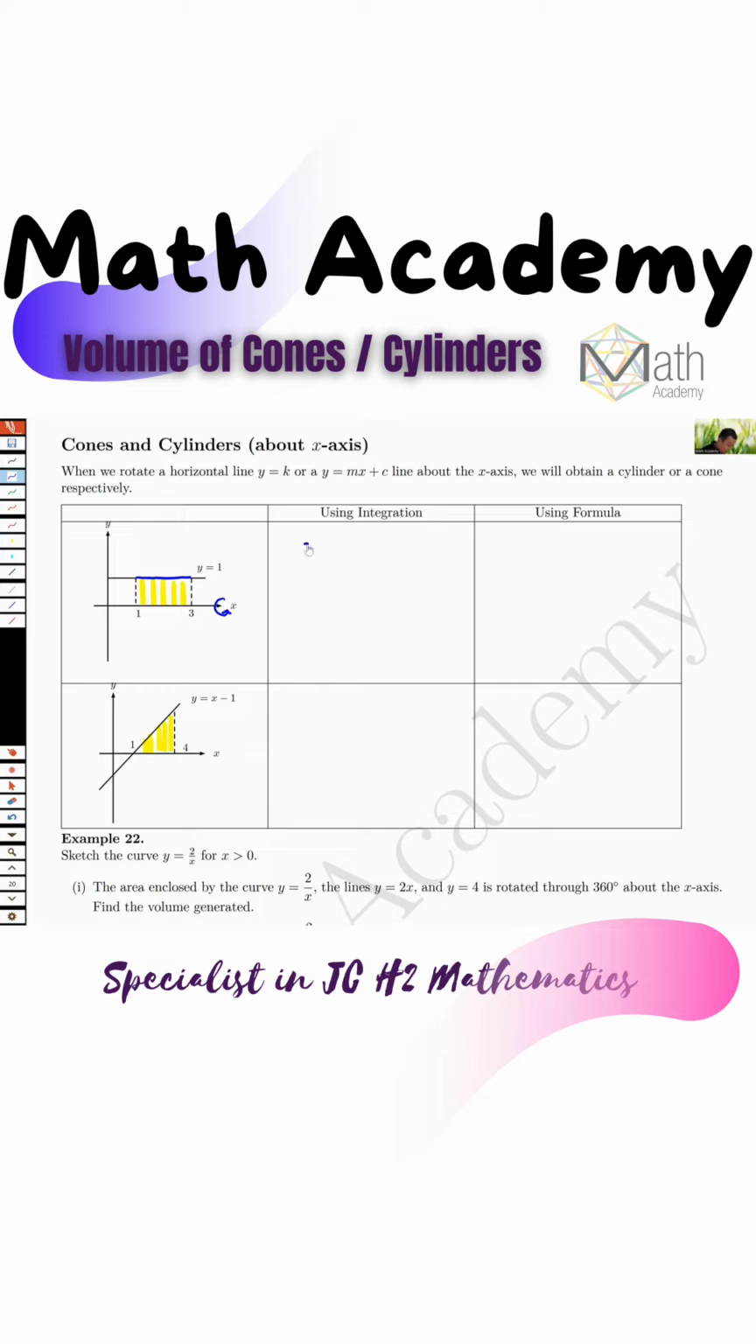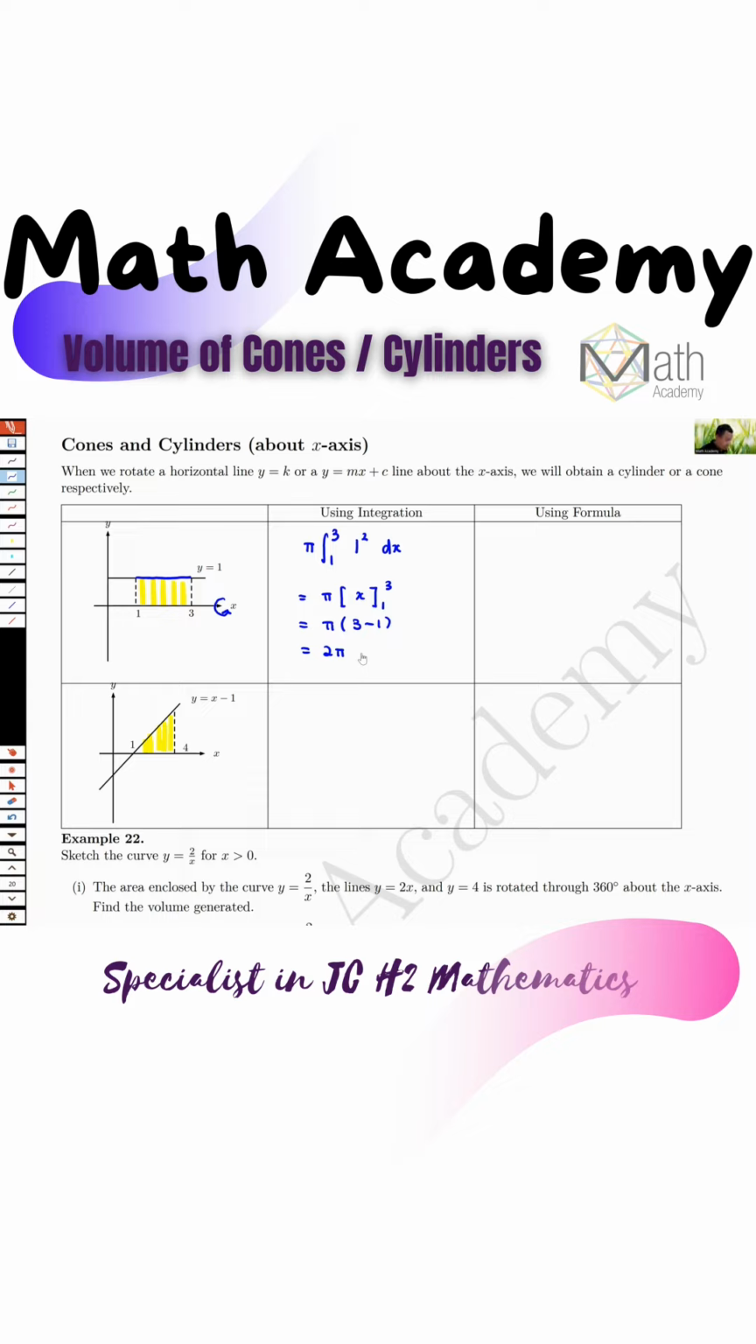So to apply the formula, we go for pi, integrate the extreme ends, which is 1 to 3. Your y is 1, so it's 1 squared dx. I can also simplify this to become: you integrate 1, which is x, from 1 to 3. And we take 3 minus 1, so we get 2 pi. So the volume of this is 2 pi.